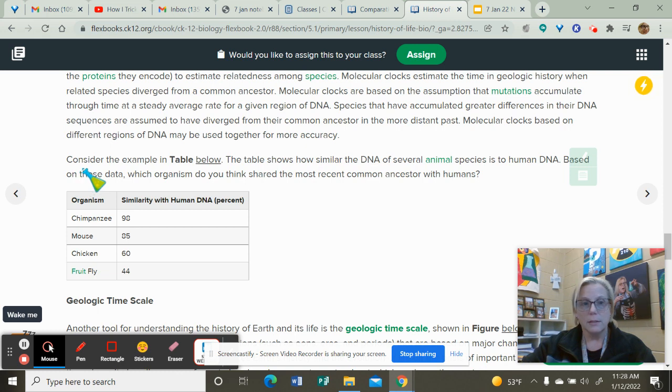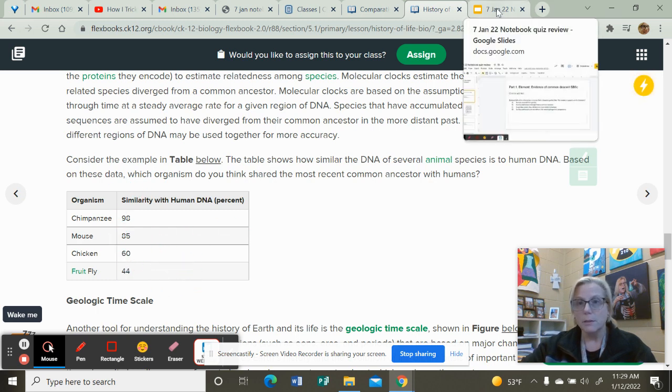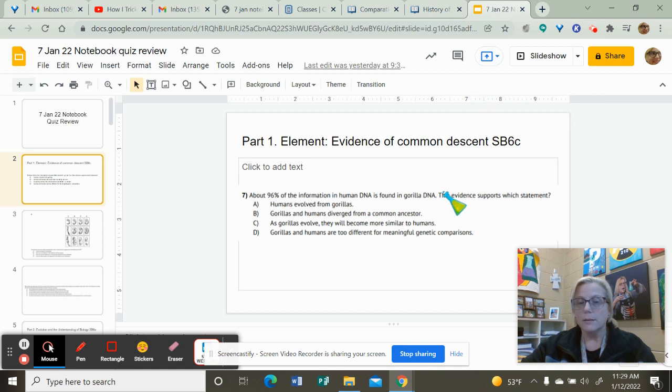Look at this. Consider the example in the table below. The table shows how similar the DNA of several animal species is to human DNA. Based on these data, which organisms do you think shared the most recent common ancestor with humans? And then it gives us similarity of DNA. So this question is very similar to that, and it's all about common ancestry.